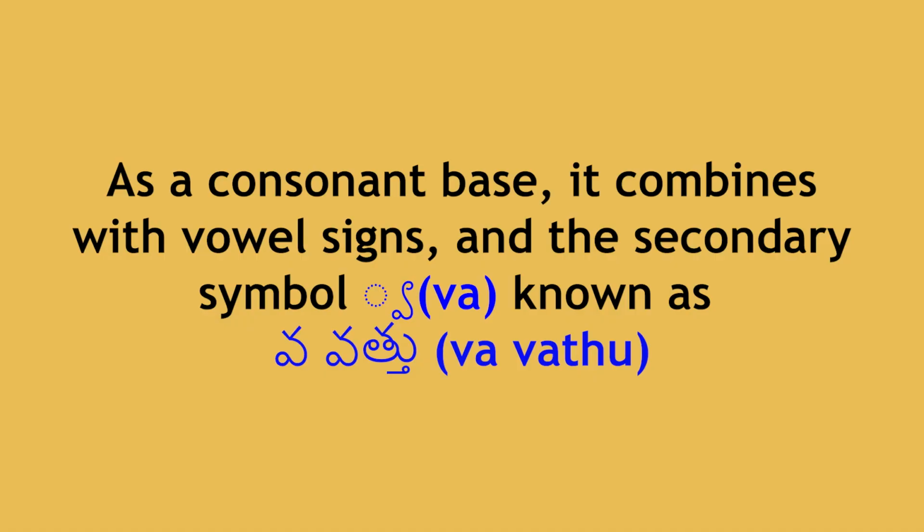As a consonant base, it combines with vowel signs, and the secondary symbol of va, known as vavottu, always appears on the right from bottom to top.